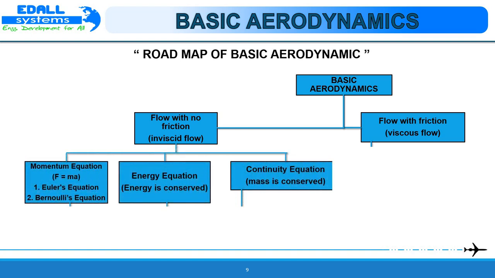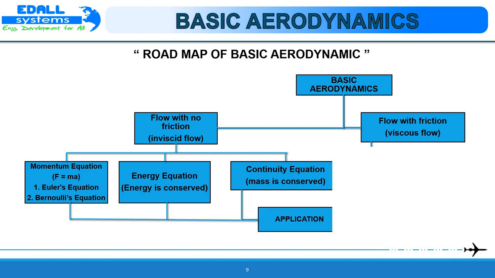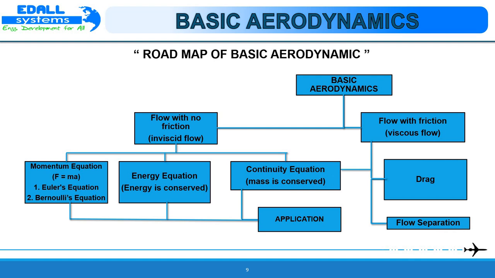Flow with no friction, the inviscid flow, is then categorized into the momentum equation, which says force is equal to mass times acceleration, which gives Euler's equation and Bernoulli's equation. Second, the energy equation, which says energy is conserved. And third, the continuity equation, representing that mass is conserved. We will further look at the application of each. Flow with friction, which is viscous flow, gives drag and flow separation.